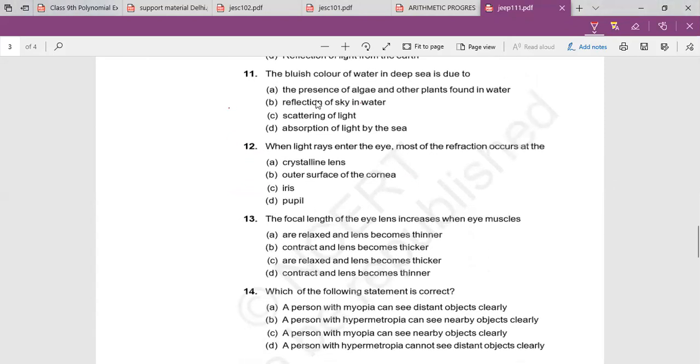The focal length of the eye lens increases when the eye muscles are relaxed and the lens becomes thinner. Which of the statements is correct?